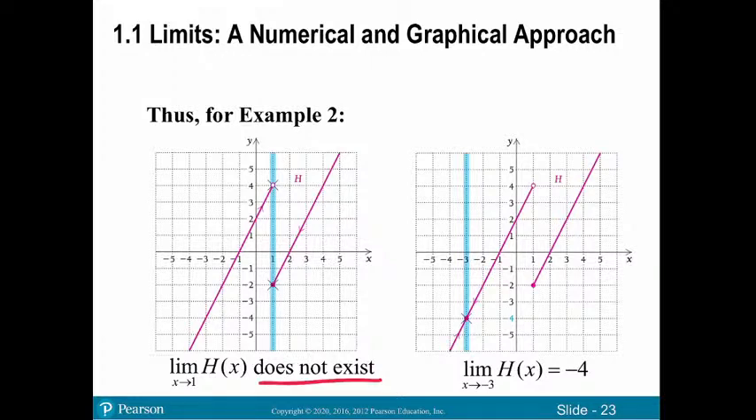does not exist. For part B, we were concerned with x approaching -3, so we put a wall at -3. Coming from the left, the function hits the wall at a y value of -4. Coming from the right, the function hits the wall at a y value of -4. So then, because the left-hand limit equals the right-hand limit, we say the limit as x approaches -3 is 4. I know that was a little bit fast.